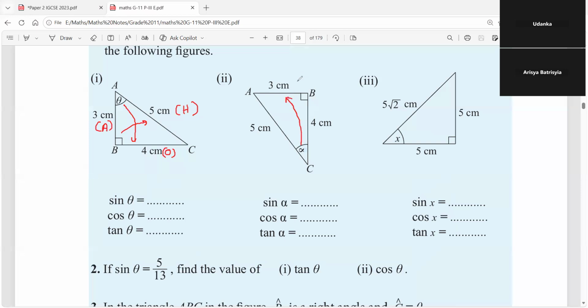Opposite to the considered angle is called the opposite side. In front of 90 degrees they have the hypotenuse. With the angle they have the adjacent side. Here the same: opposite to the angle is the opposite side, with the angle is the adjacent side, and in front of 90 degrees is the hypotenuse. These are the three sides.